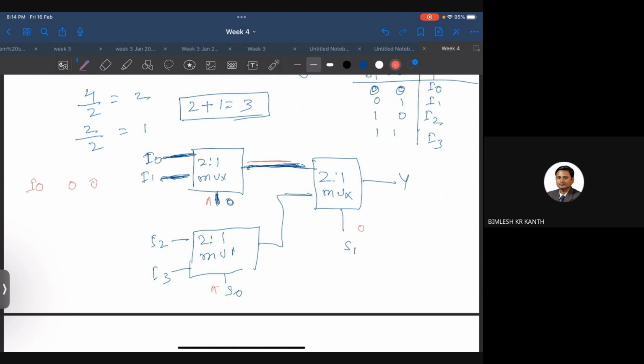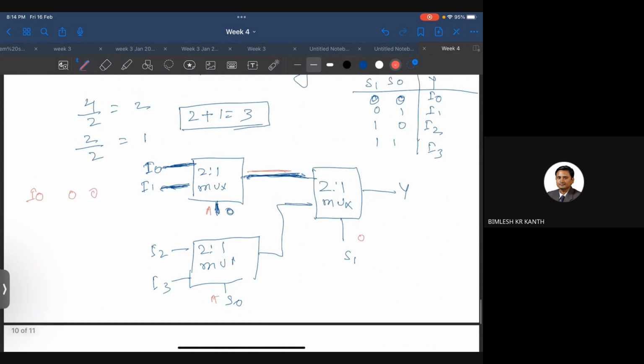So now suppose you want to choose I1, then this will be 1, and this will be 0, right? Yes. So for I1, it will be 0, 1. This is 1 then 0, right?